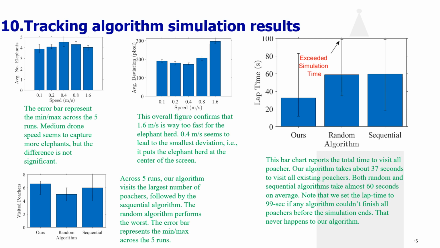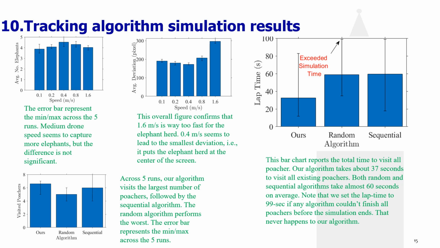Our second graph calculates the average deviation. In this graph, we can see that 1.6 meters/second is way too fast for the elephant herd, and that 0.4 meters per second seems to be leading to the smallest deviation. Our third graph shows that our algorithm allows us to visit the most poachers throughout the 90 seconds.